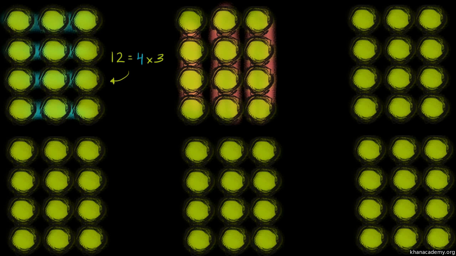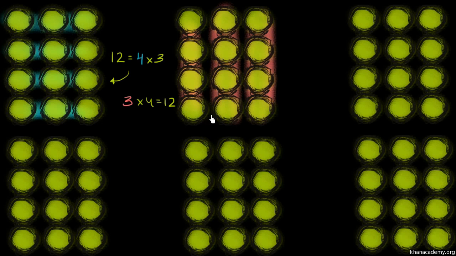Or we could say that 3, let me get the right tool out. We can say that 3 times 4 is equal to 12. So whether we're doing 4 times 3 or 3 times 4, they're both going to be equal to 12. 4 groups of 3 is 12, 3 groups of 4. But we don't have to stop there.